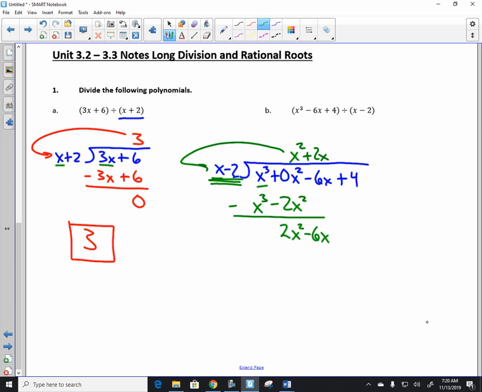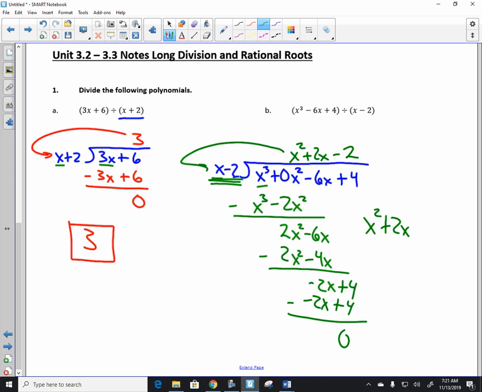Multiply that back through, we get 2x squared minus 4x, and we subtract. Negative 6x minus negative 4x would be a negative 2x, drop the 4. What do you multiply x by to get negative 2x? We multiply by negative 2. Multiply negative 2 through, we get negative 2x plus 4, subtract, and we get 0. So your answer is x squared plus 2x minus 2. Now, just to be clear in this problem, you don't have any remainder.